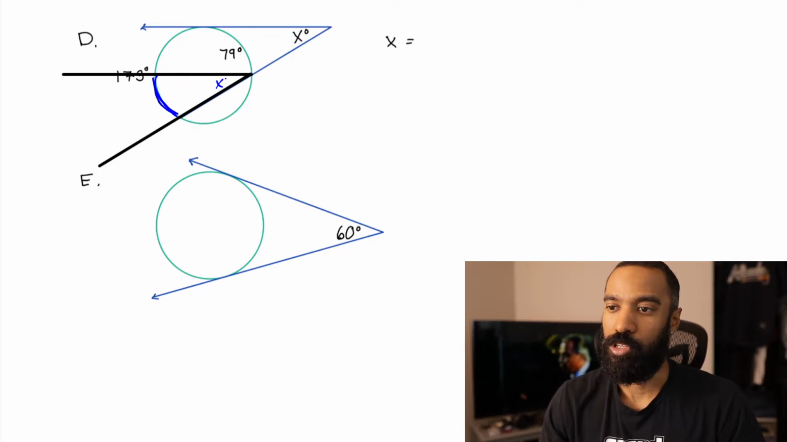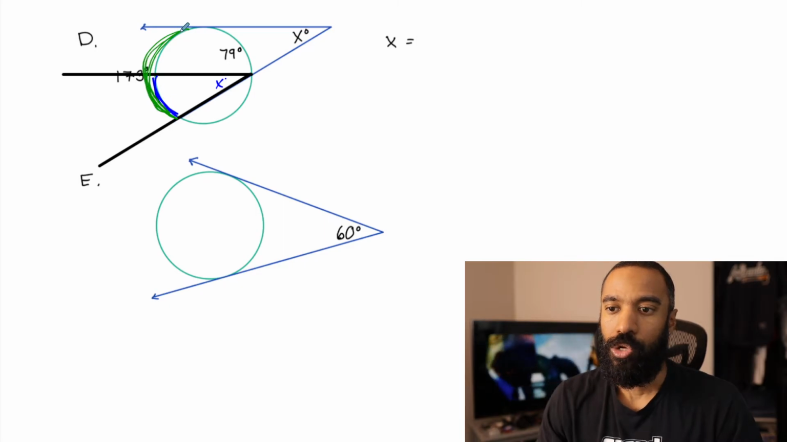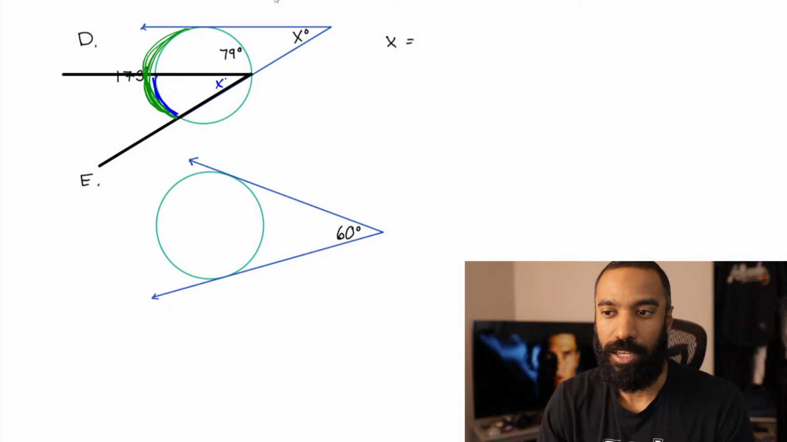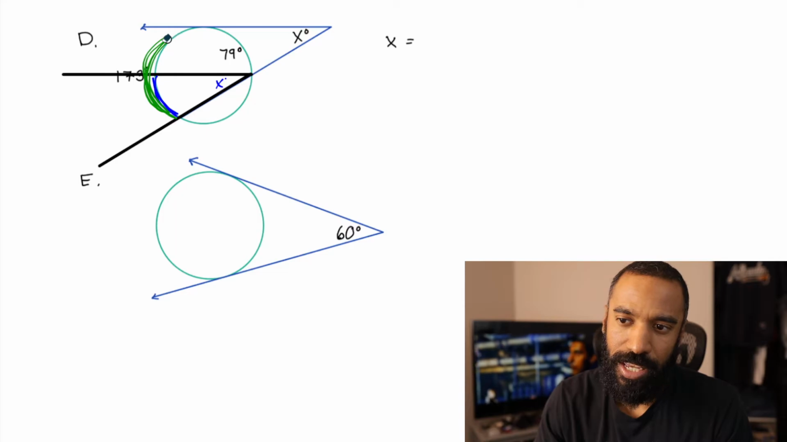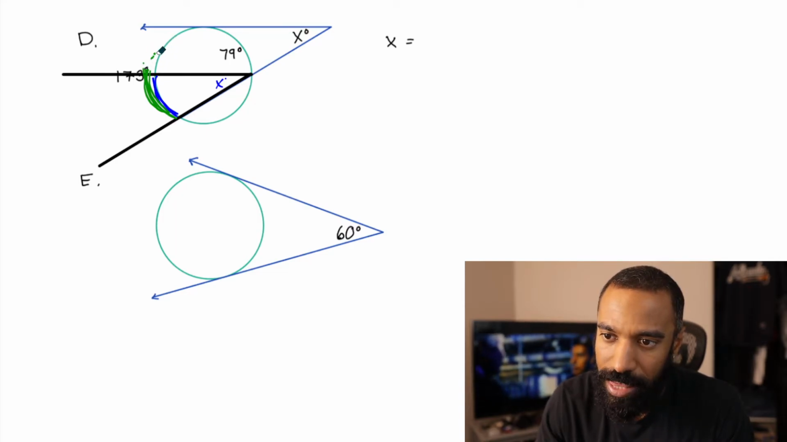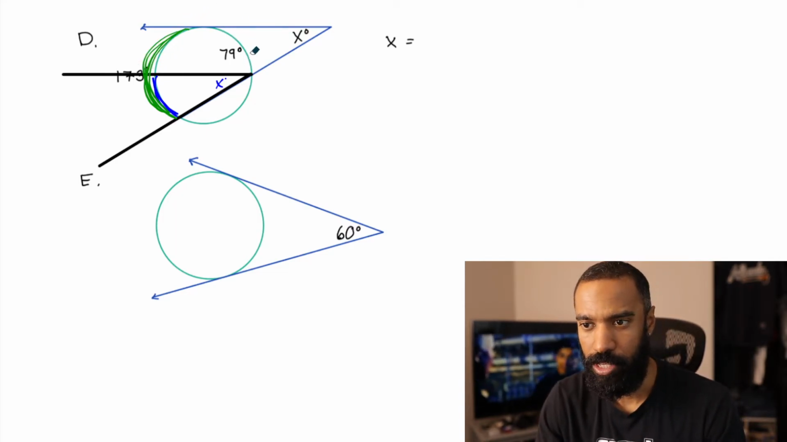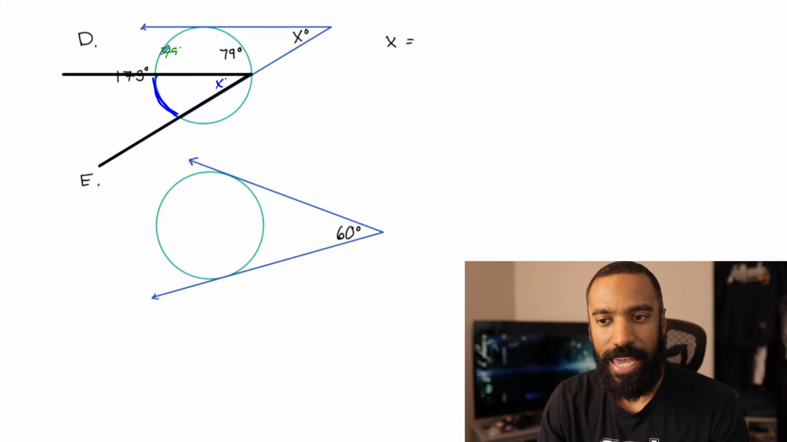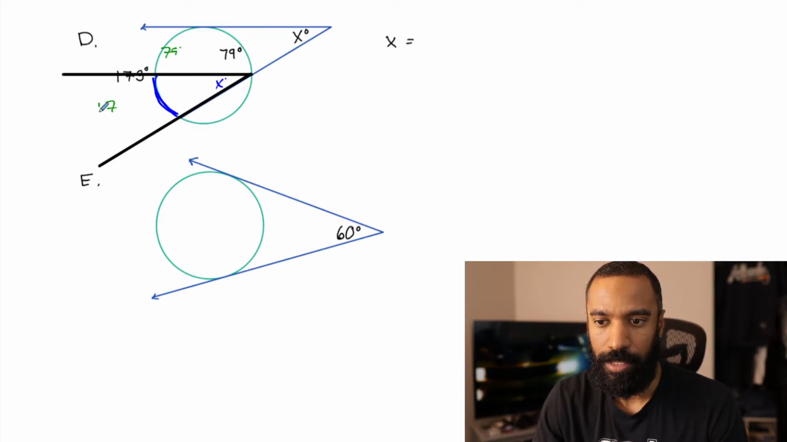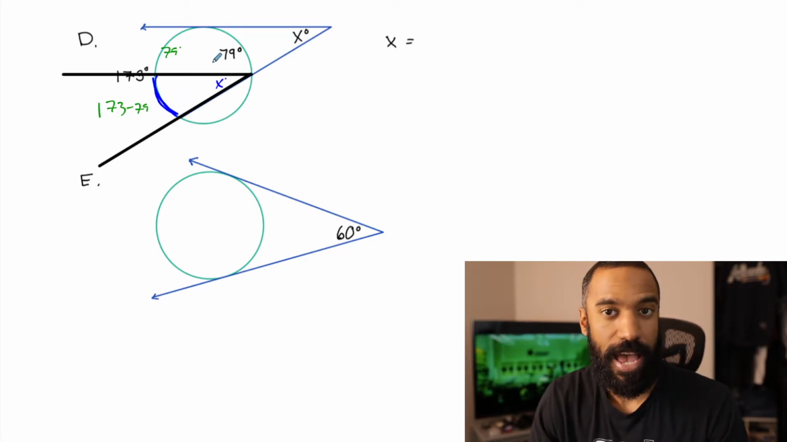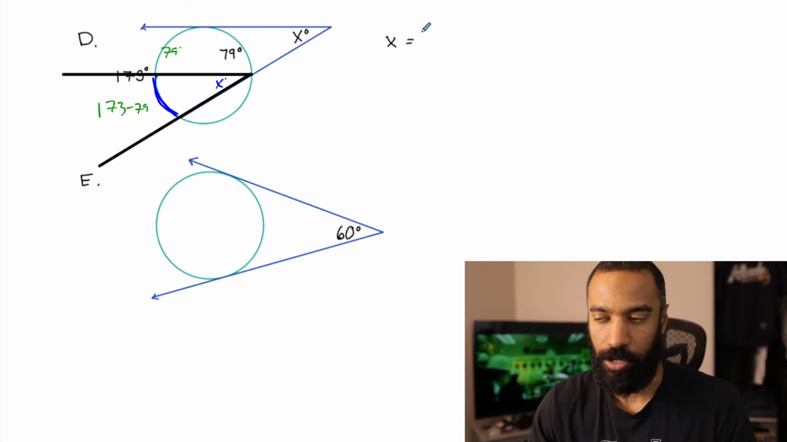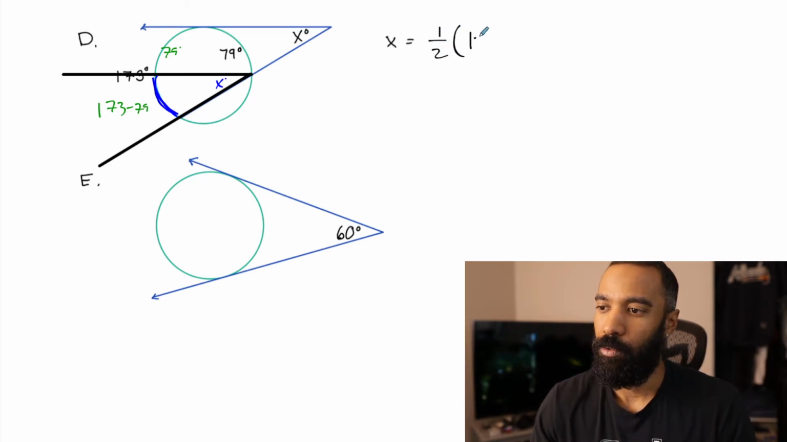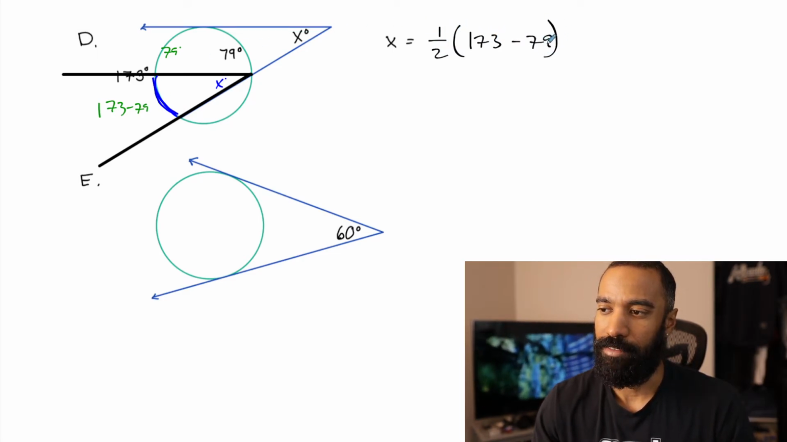Remember, this whole thing was 173. You have to take out how much you lost right here. How much was lost right there? Well, it's the same. You see these kind of parallel lines right here. You can see how this is 79 degrees, and this is also 79 degrees. You take out 79 from 173, 173 minus 79, and you get this intercepted arc. X is half of that. X is half of 173 minus 79.